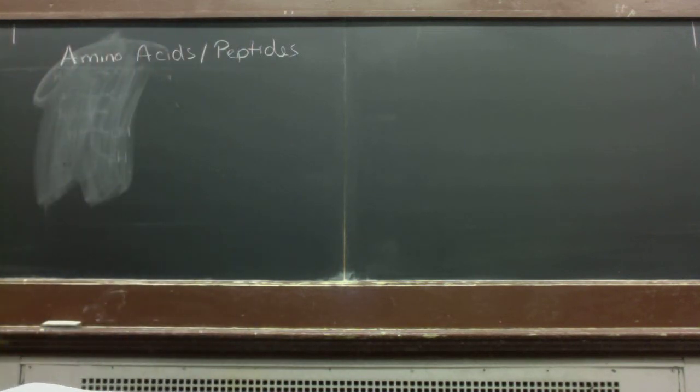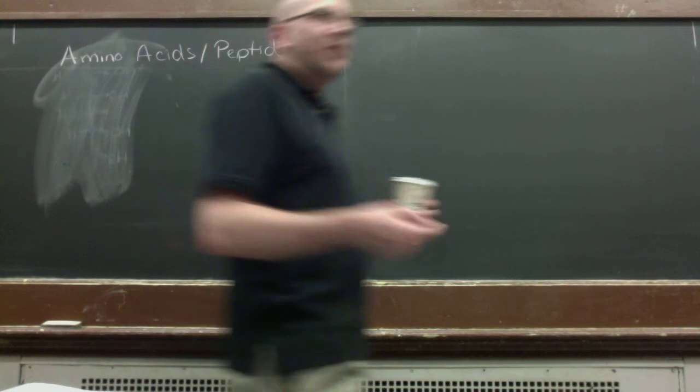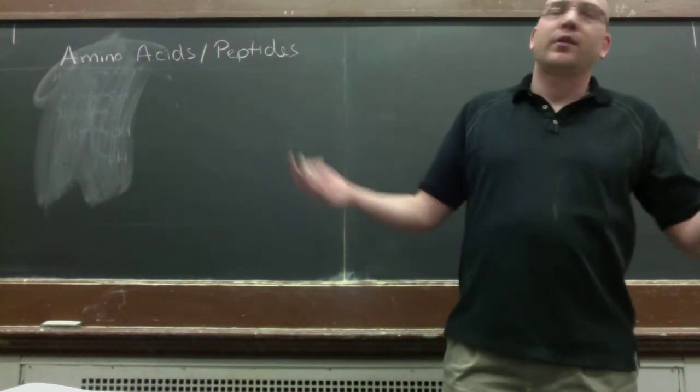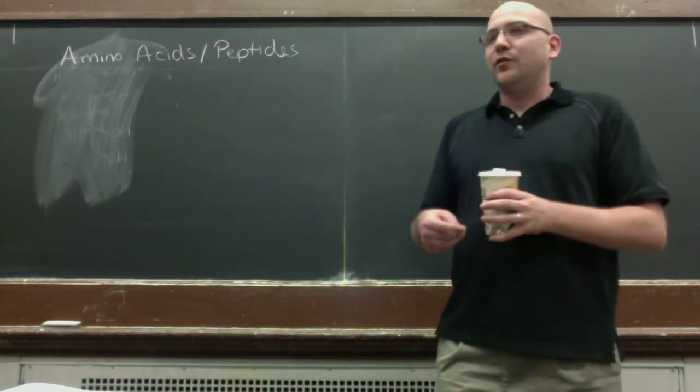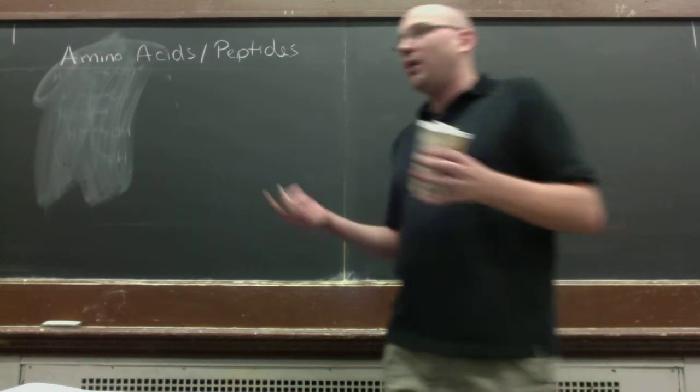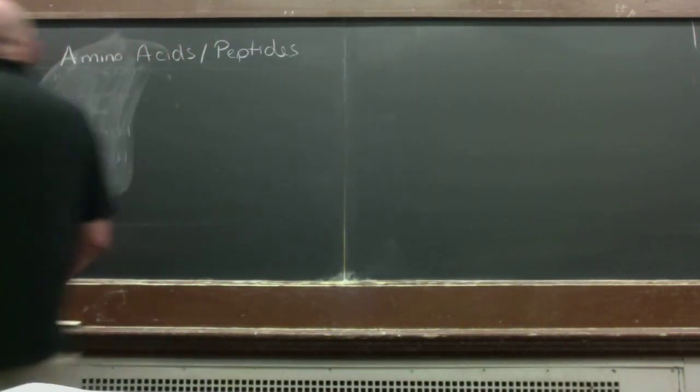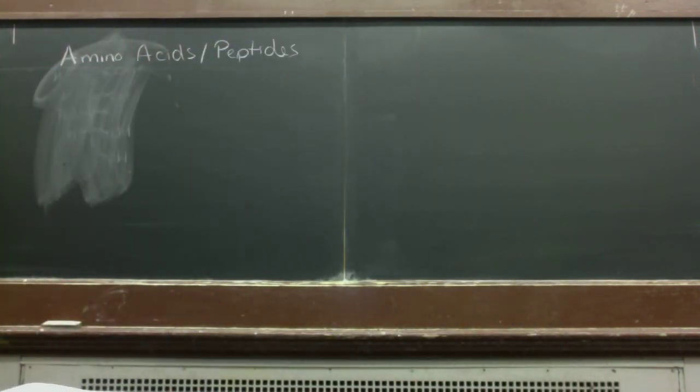Anyway, so we've discussed sugars, we've discussed lipids. In the next two classes, we're going to be discussing amino acids and peptides, and then we'll finish up the following week with nucleic acids, and that'll be it for the biomolecules, but then we'll talk a little bit about polymers, and that's going to be pretty much the end of the course. We should have a couple of reviews.